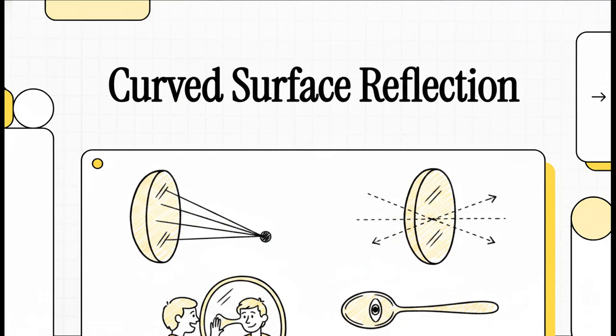Okay, let's dive right into this. Welcome to today's Explainer class. I am absolutely thrilled to be your guide as we explore a fascinating corner of physics that you actually encounter every single day. We're talking about the reflection of light at curved surfaces, specifically spherical mirrors.